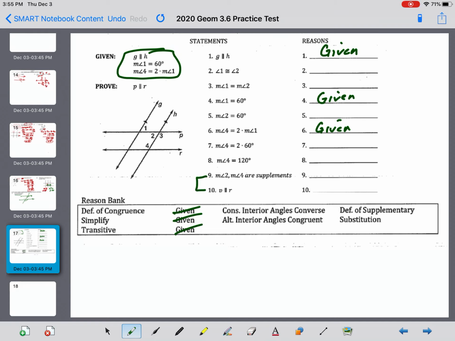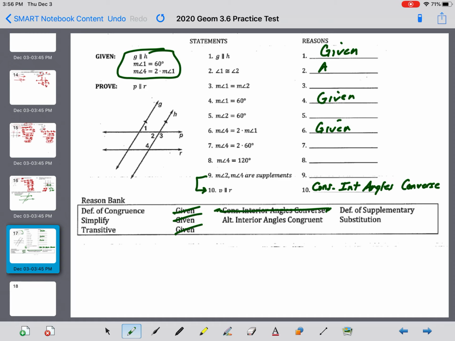All right. Now, you could, if you wanted to, do this last one first. You're trying to prove parallel, and if you're trying to prove parallel, you're using a converse. The only place I see the word converse right here is the CIA converse. So that's actually what this is. Consecutive interior angles converse. All right, let's process the rest of this proof. Cross that off. All right, number 1 says G is parallel to H.